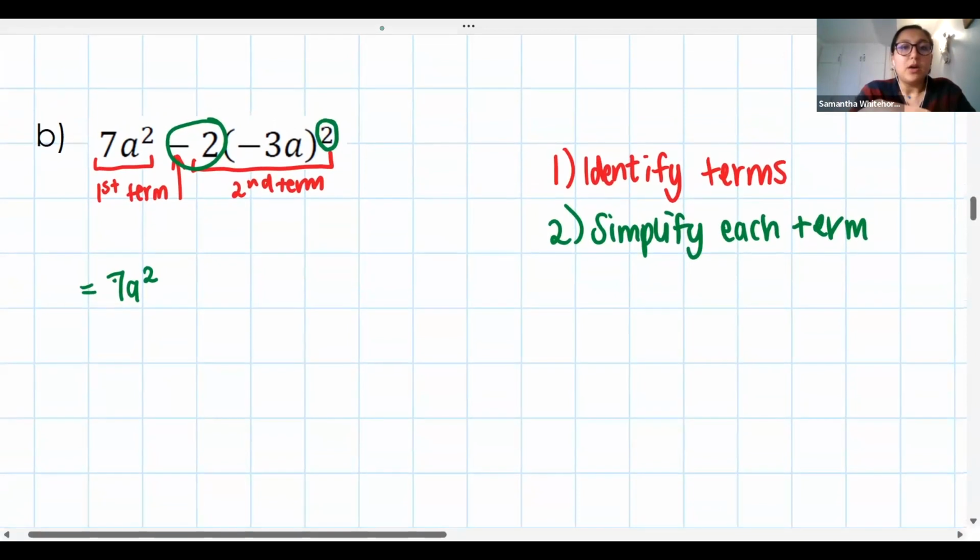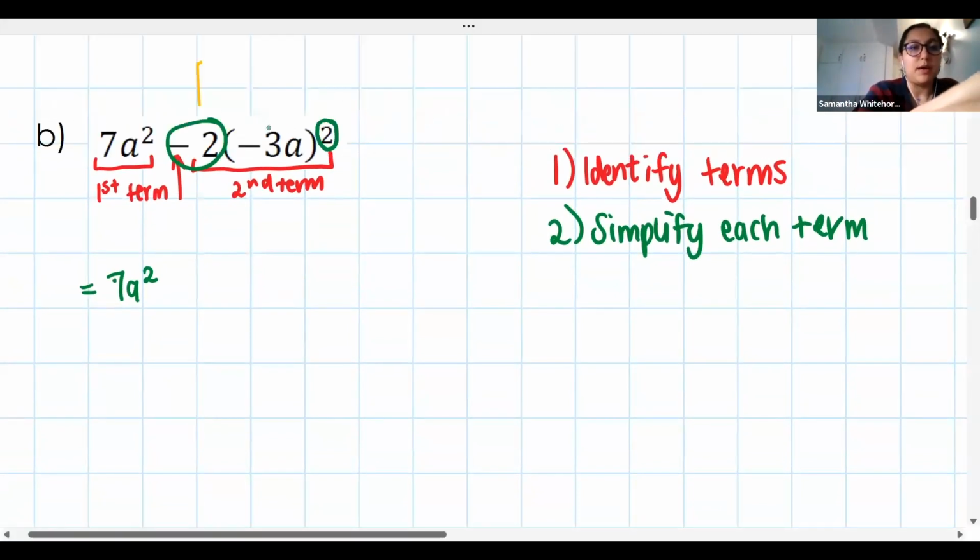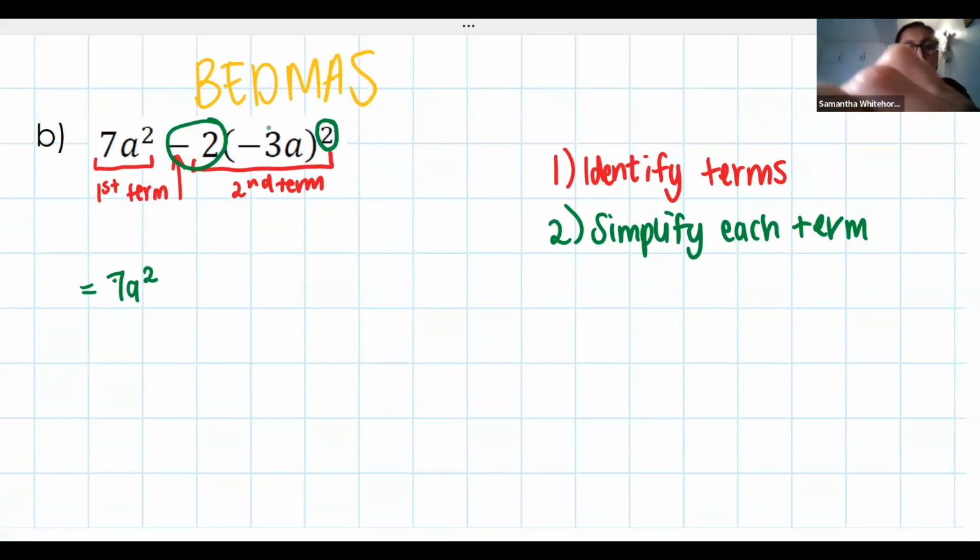Now, remember, according to BODMAS, and let's just write that up here, BODMAS or BEDMAS, doesn't really matter. I'm going to say BEDMAS, but if you prefer BODMAS, that is fine. We do brackets first, but there's nothing inside my brackets that I can simplify. It's negative 3a.